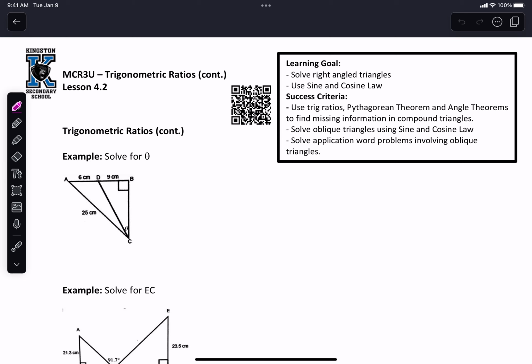And again, we're getting into this idea of the 3D representations of things. Okay?